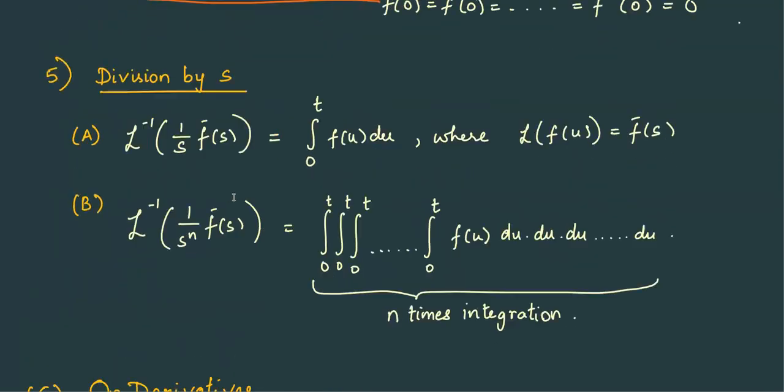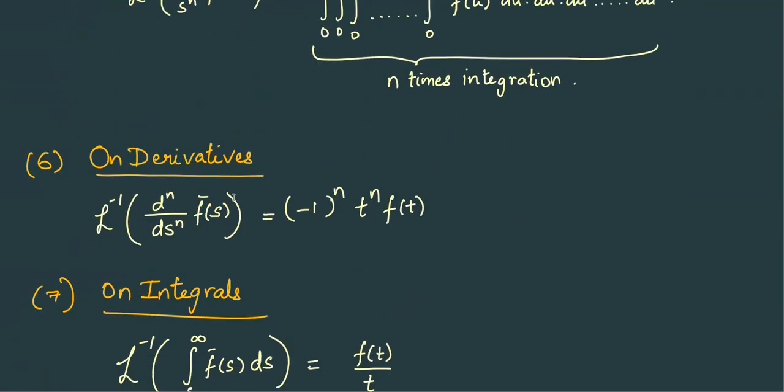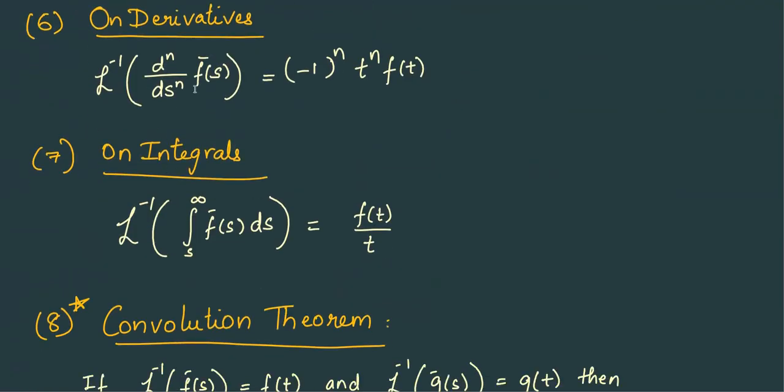Now Laplace inverse of derivatives. If it's a derivative, it means the original function is multiplied by t. So this is the general formula: (minus 1) whole power n, t^n f of t gives the nth derivative of f bar of s with respect to s. So inverse transform leads to this, and on integrals it is division by t.